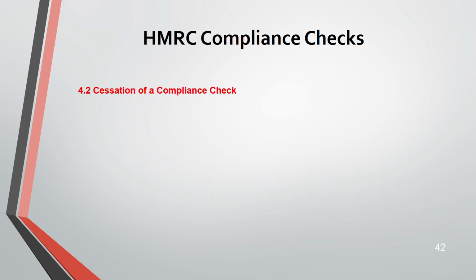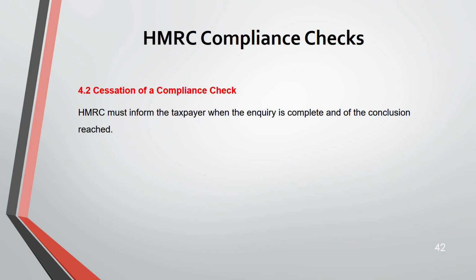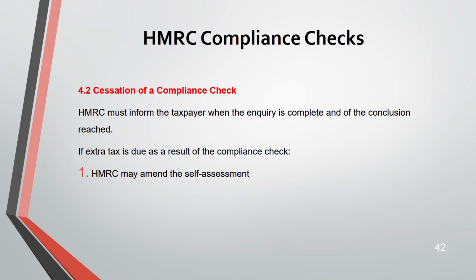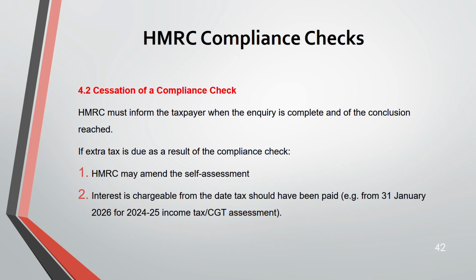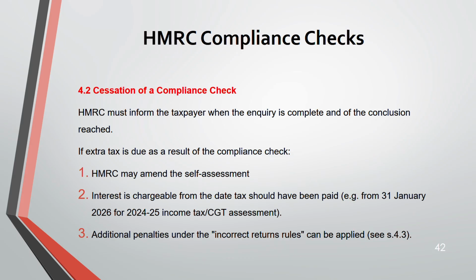Then, when does this compliance check end? HMRC has to inform the taxpayer when their inquiry is complete. Okay, and what is the conclusion reached? You have to inform. So, if extra tax is due because of the compliance check, HMRC will amend the self-assessment, or interest will be charged from the date tax should have been paid. Then additional penalties might come under the incorrect return rule. This we will cover in section 4.3, the next section.